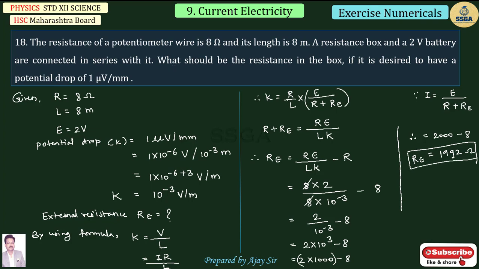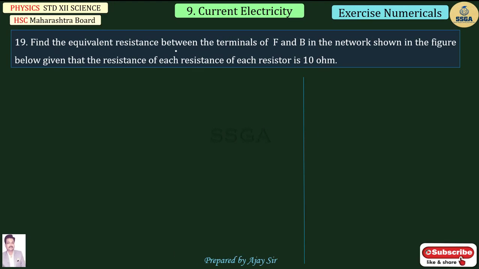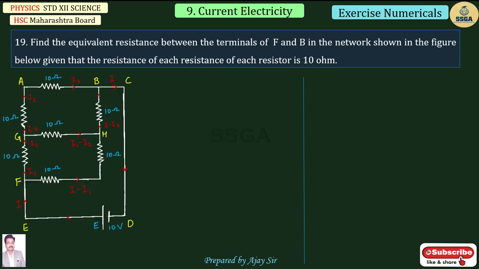Similarly, let us solve the next question, question number 19. Find the equivalent resistance between terminals F and B in the network shown in the figure below, given that the resistance of each resistor is 10 ohm. So this is the circuit diagram, and these are terminals F and B. We have to find the equivalent resistance between these terminals as shown in the figure.